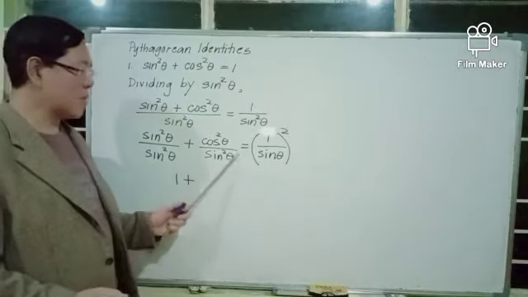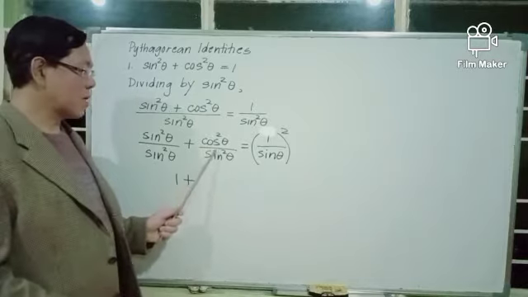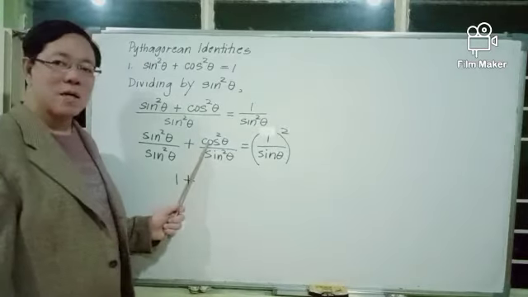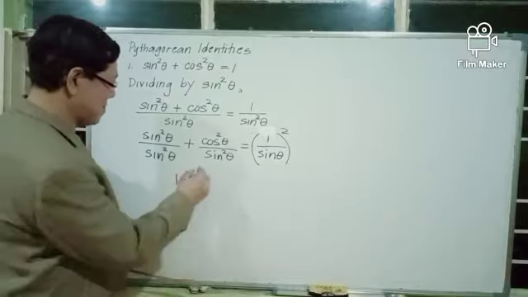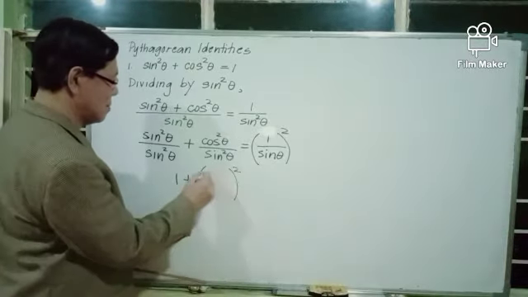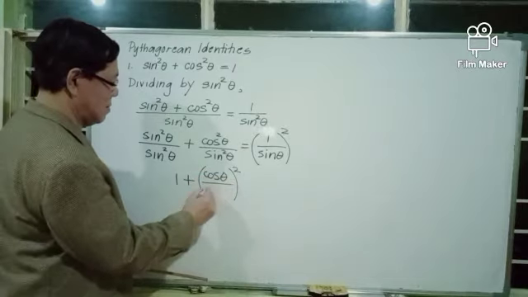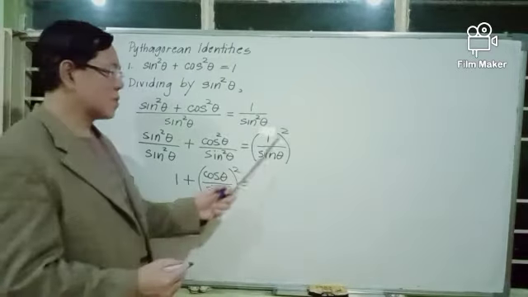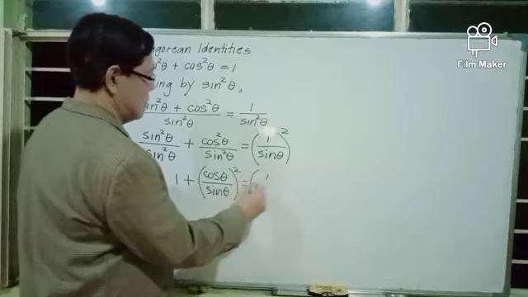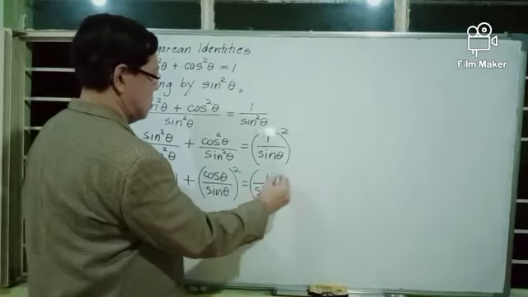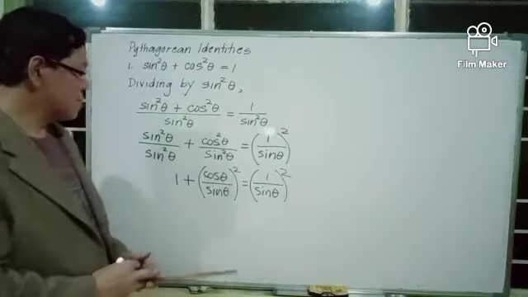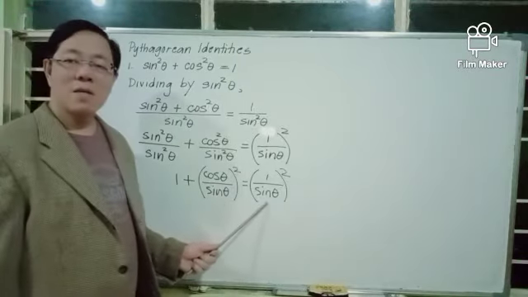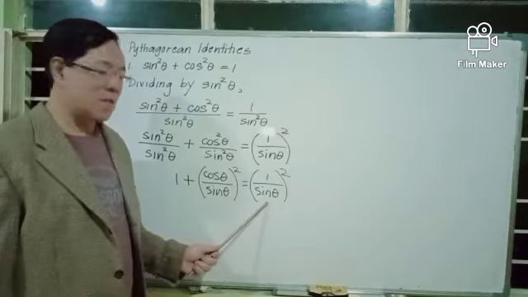Plus, again we apply property of exponent. The square of cosine theta divided by the square of sine theta can be written as the square of cosine theta over sine theta. And the right hand side is the same, the square of 1 over sine theta. Now we apply a ratio relation for cosine theta over sine theta and a reciprocal relation for 1 over sine theta.